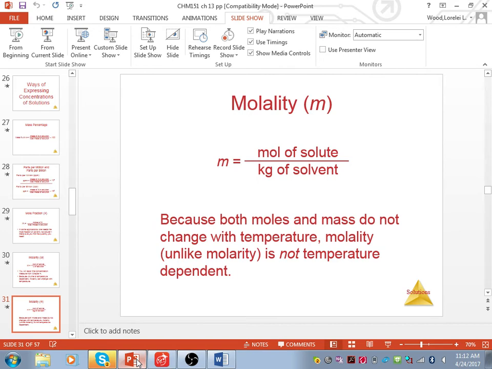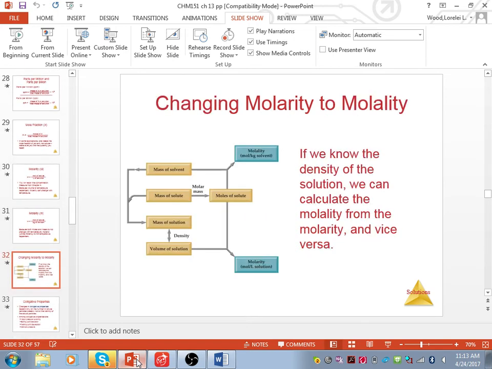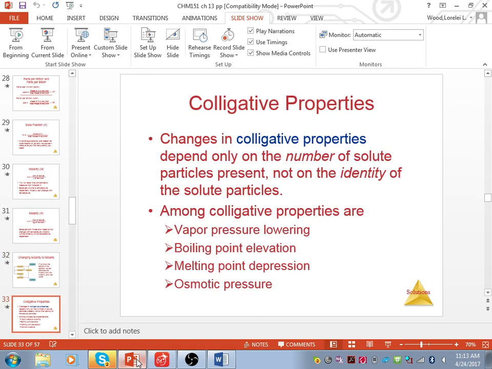So when we need to use a measure of concentration that is not affected by temperature, we use molality. And the definition of molality is a little bit different. It's still moles of solute on the top, but now we're talking about kilograms of solvent. Not the volume, but the mass. And mass does not change with temperature, so molality is not temperature dependent. So there's the way you can change things around.